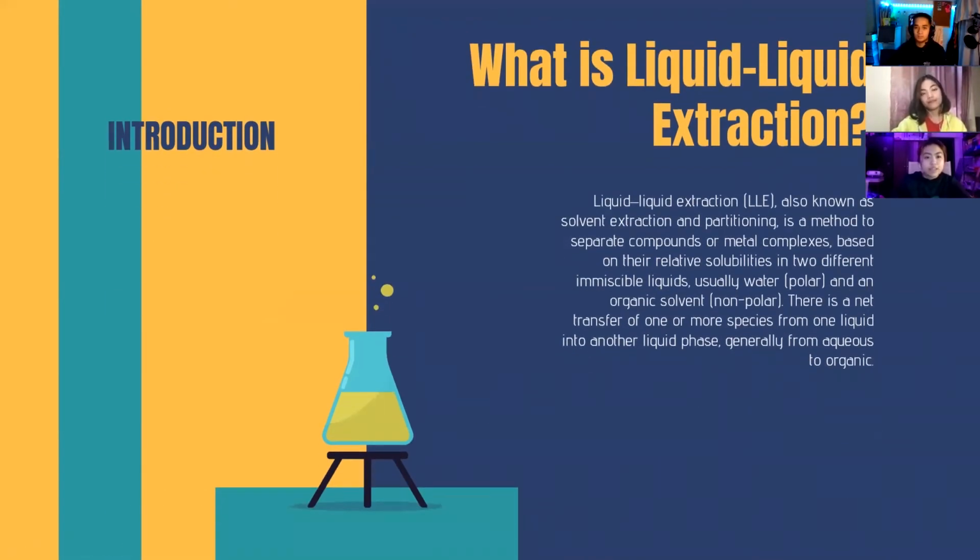What is liquid-liquid extraction? Liquid-liquid extraction, also known as solvent extraction and partitioning, is a method to separate compounds based on their relative solubilities in two different immiscible liquids, usually water, which is polar, and an organic solvent, which is non-polar. There is a net transfer of one or more species from one liquid into another liquid phase, generally from aqueous to organic. In this experiment, organic solvents, namely hexane and diethyl ether, will be used to extract the organic components of caffeine from tea.